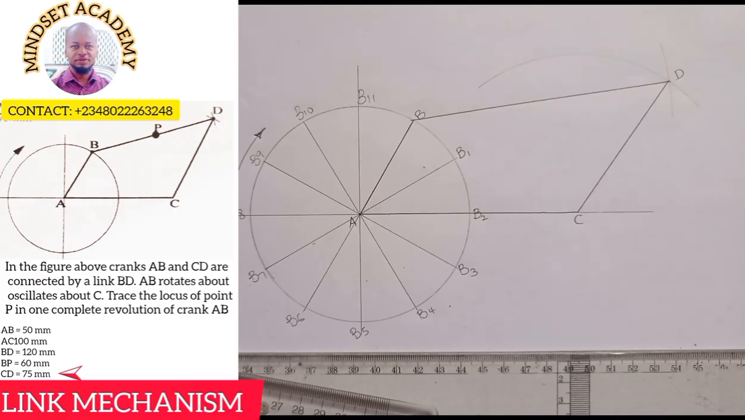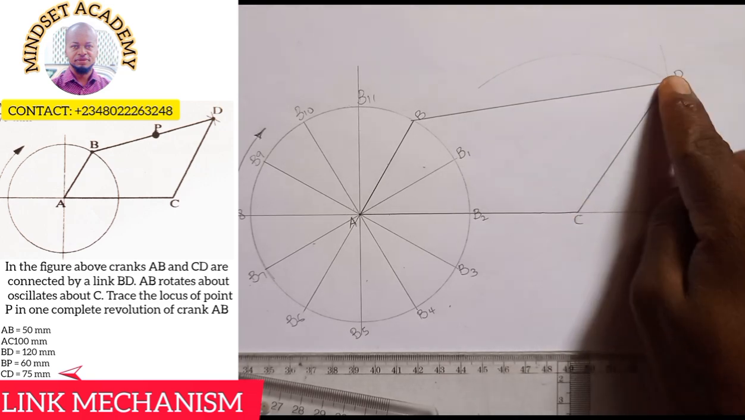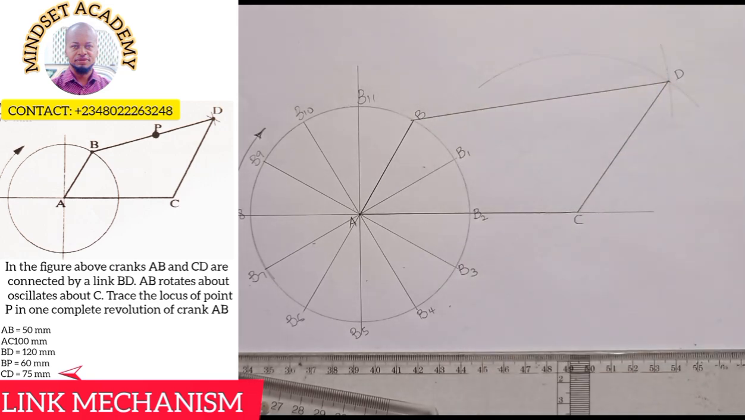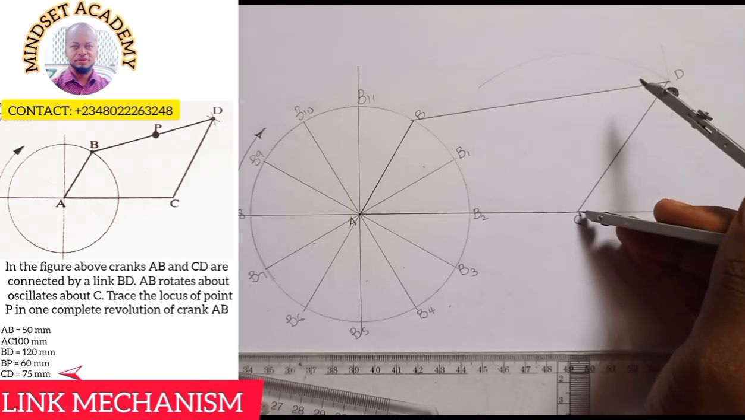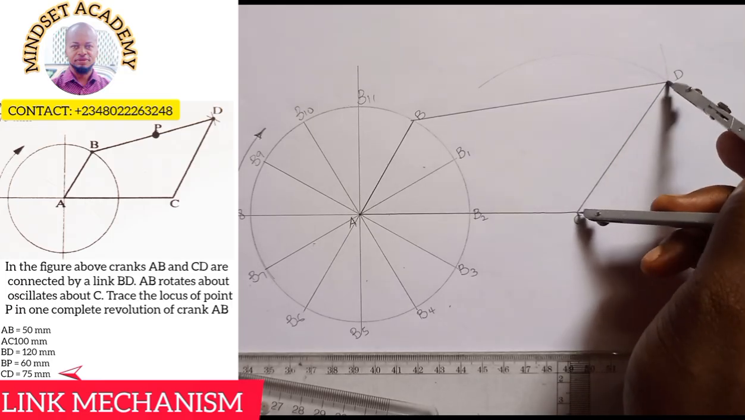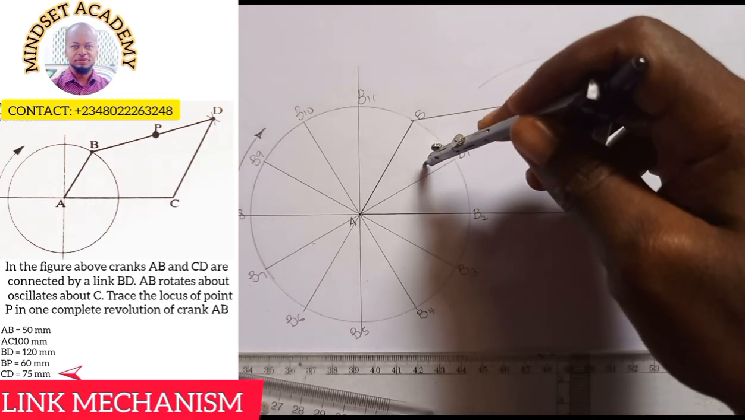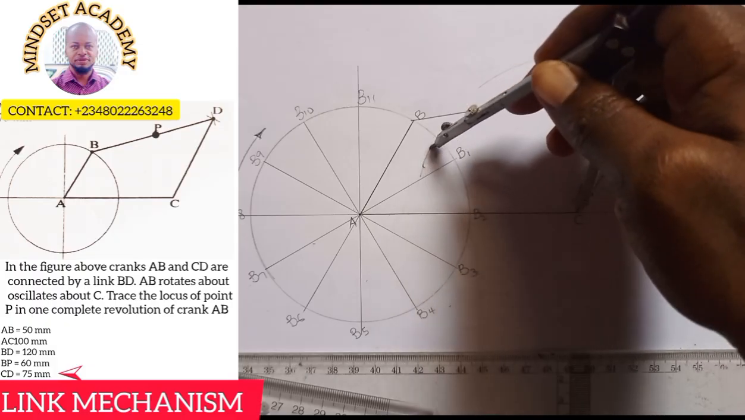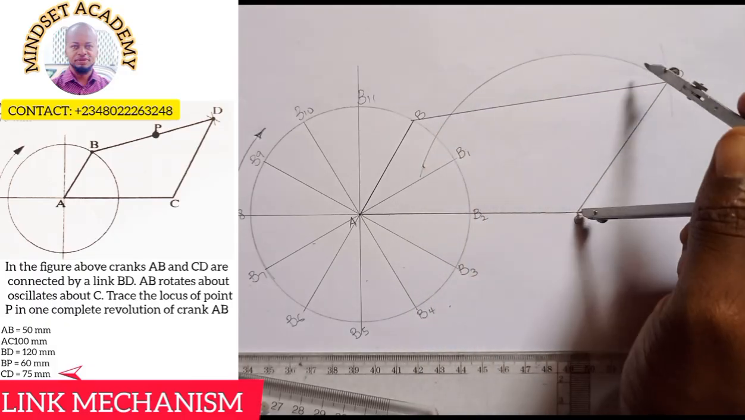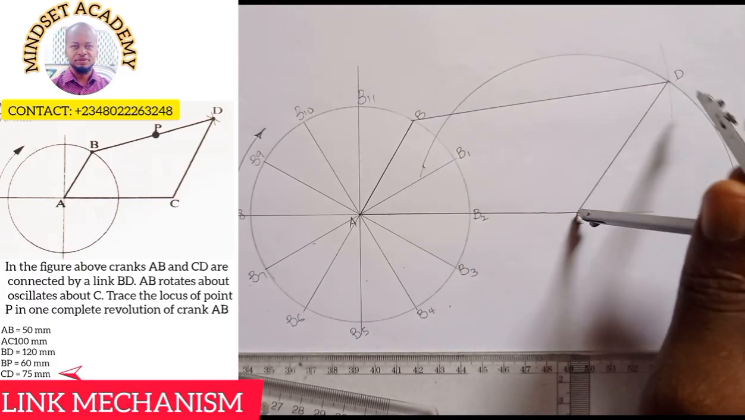Are we together now? Then it says that CD oscillates about C. So this point CD oscillates about C. So what I need is just this part here, from here to here. So it moves about CD. So just do this way. It will help you. Do this first.